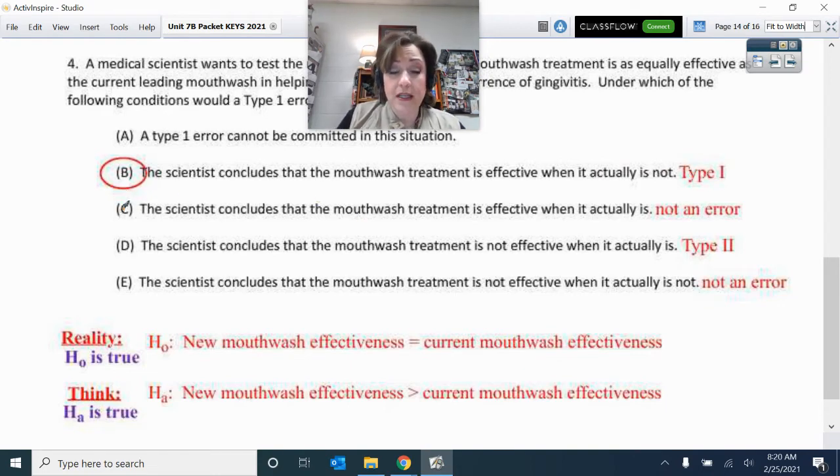FYI, when I read answer choice C, scientists conclude that mouthwash treatment is effective when it actually is. I mean, for one, that's not an error. So, you're making the correct decision. And that's what happens with E also. The scientist concludes the mouthwash treatment is not effective when it actually is not. Okay, so again, that's not an error. The one that is the type 1 error is B.